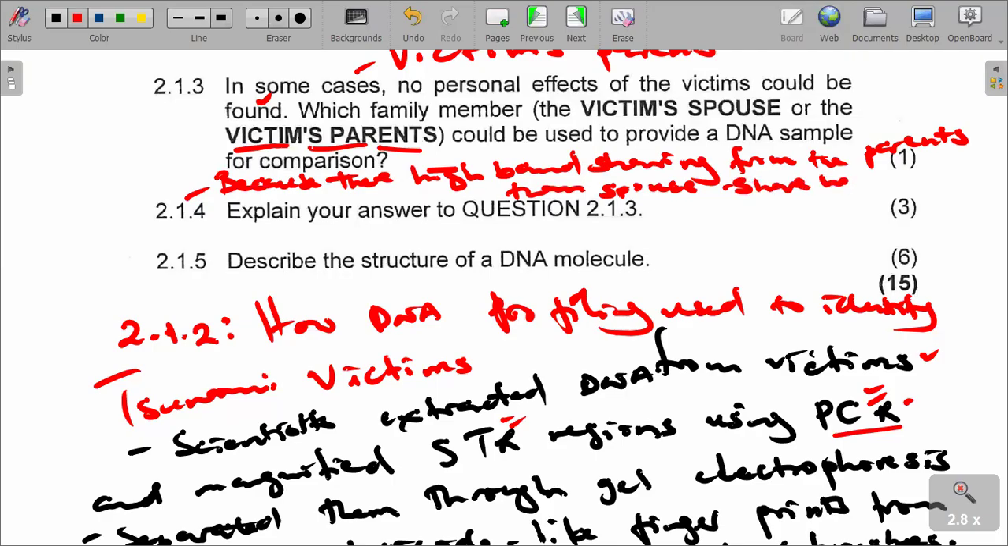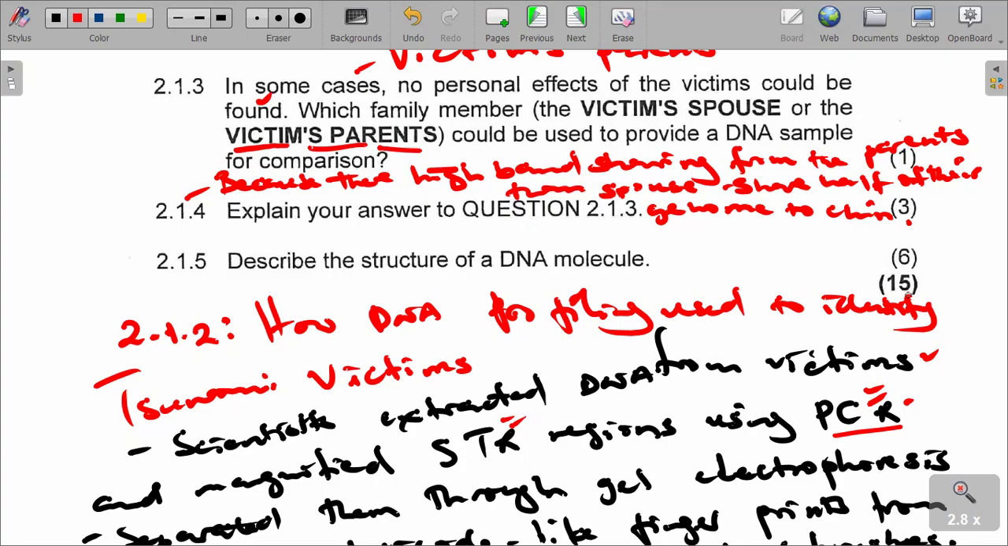They share half of their genome to their children. I remember that the genome we are talking about is the total genes that are in an organism. So during reproduction, parents actually share half of their genome with their children.